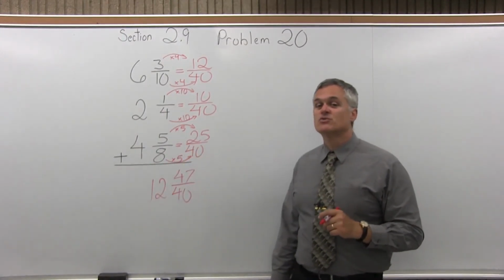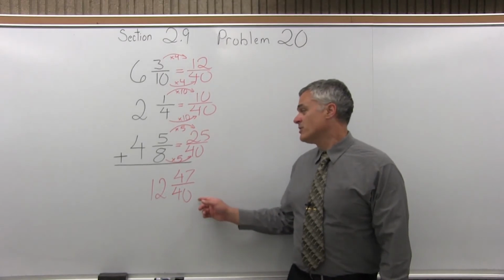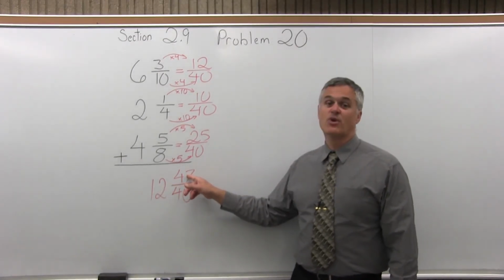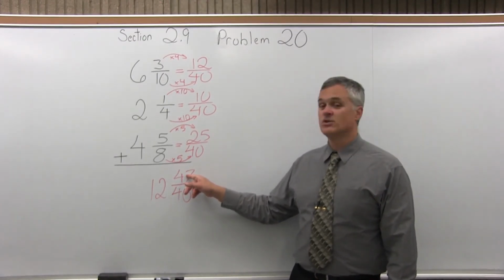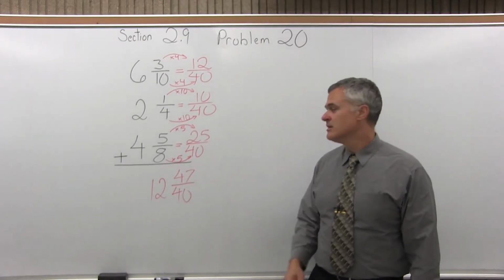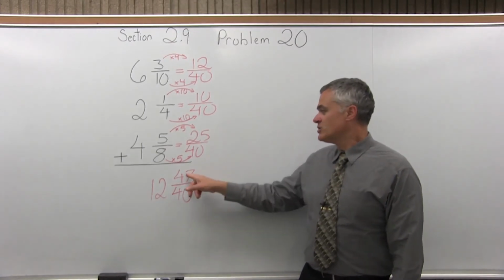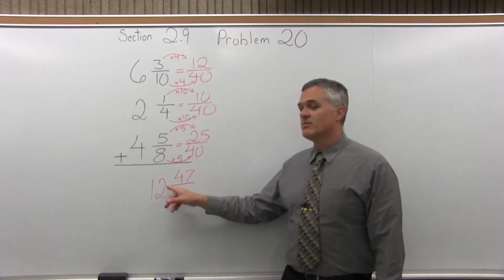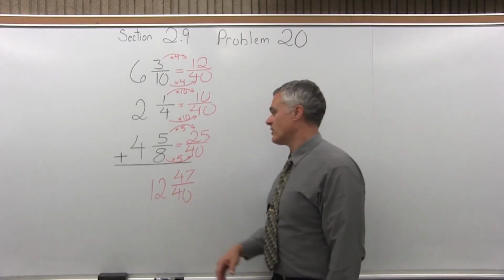That is the answer, but it's really not in the correct form that you want to have. I have a mixed number where the fraction part is an improper fraction, a fraction where the numerator is larger than the denominator. So I should convert the 47 over 40 into a mixed number, and combine the number part that I get with the 12 that's in front.